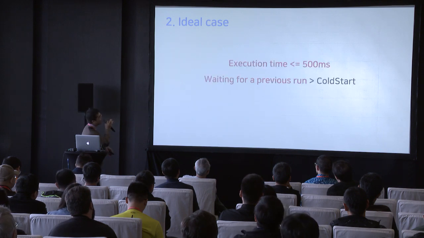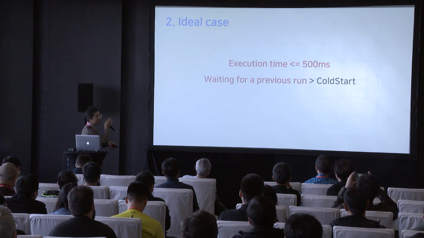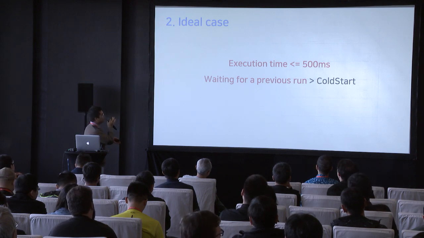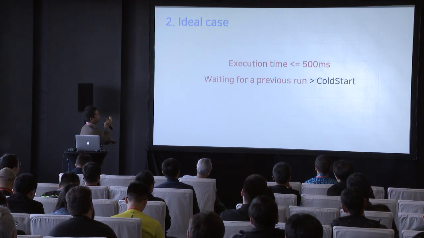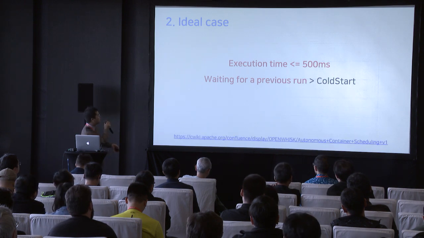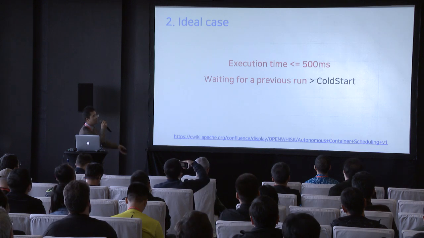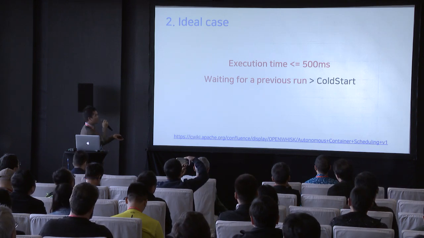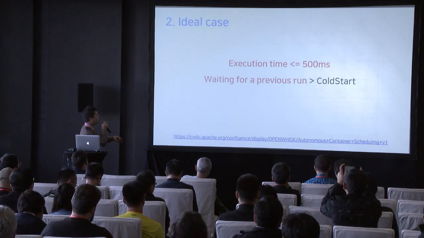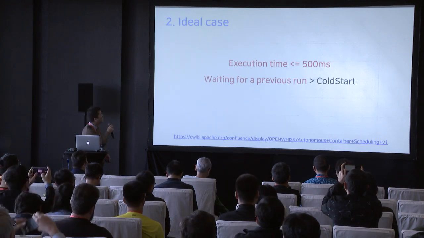This means that if the execution time of an action is smaller than 500 milliseconds, which is the time spent to create a new container, we had better wait for a previous run to finish than schedule it to an idle invoker immediately, right? And there are still other issues in the current scheduling algorithm. You can refer to this URL to see the details if you are interested.